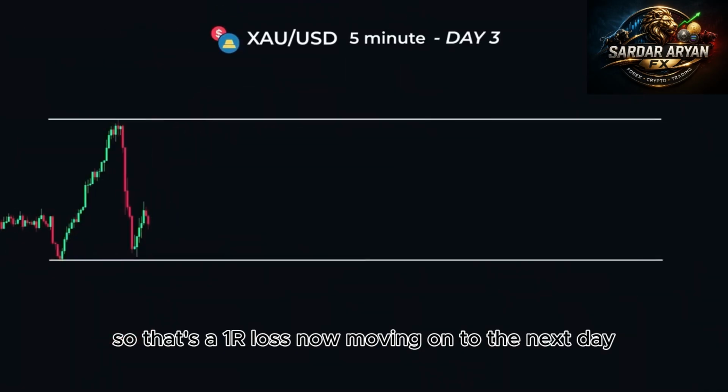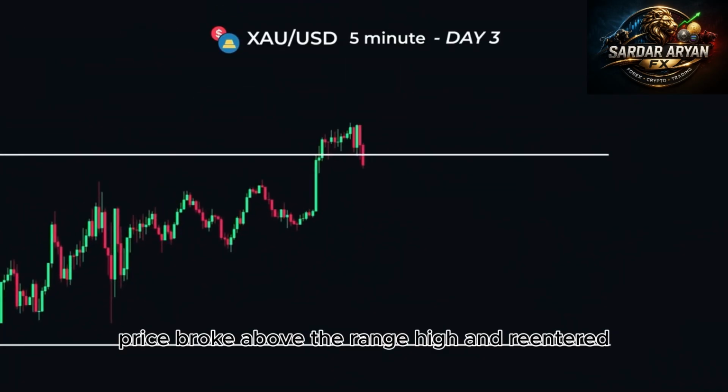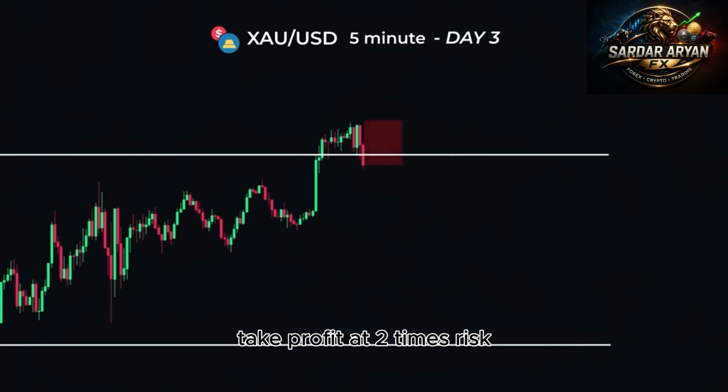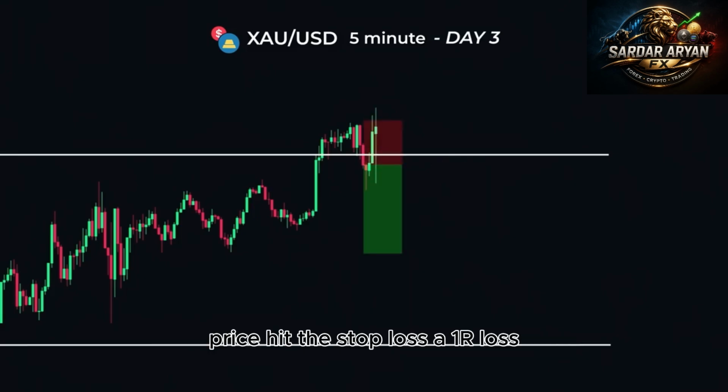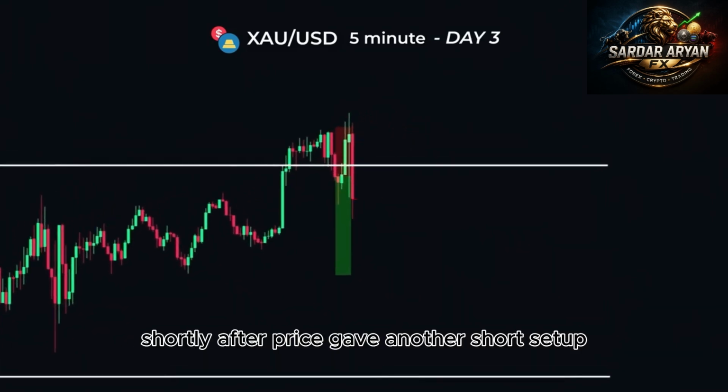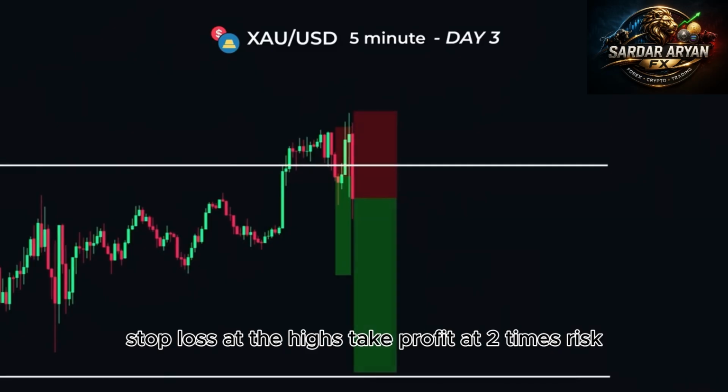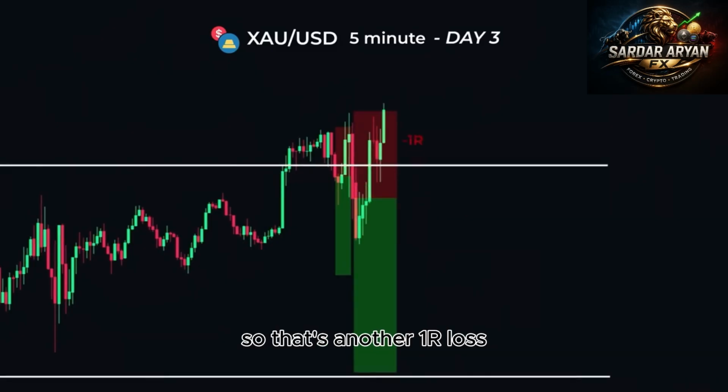Now moving on to the next day. Price broke above the range high and re-entered, giving a short entry. Stop loss at the highs, take profit at 2 times risk. Price hit the stop loss, a 1R loss. Shortly after, price gave another short setup. Stop loss at the highs, take profit at 2 times risk. Price hit the stop loss again, so that's another 1R loss.